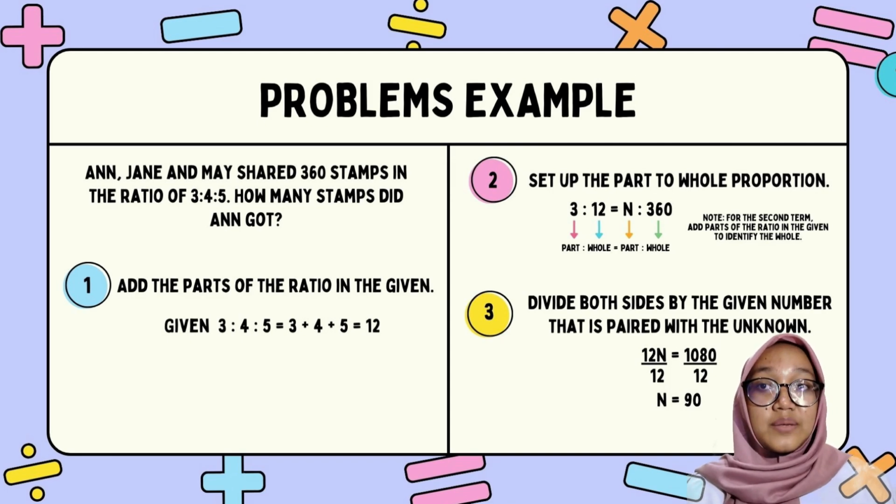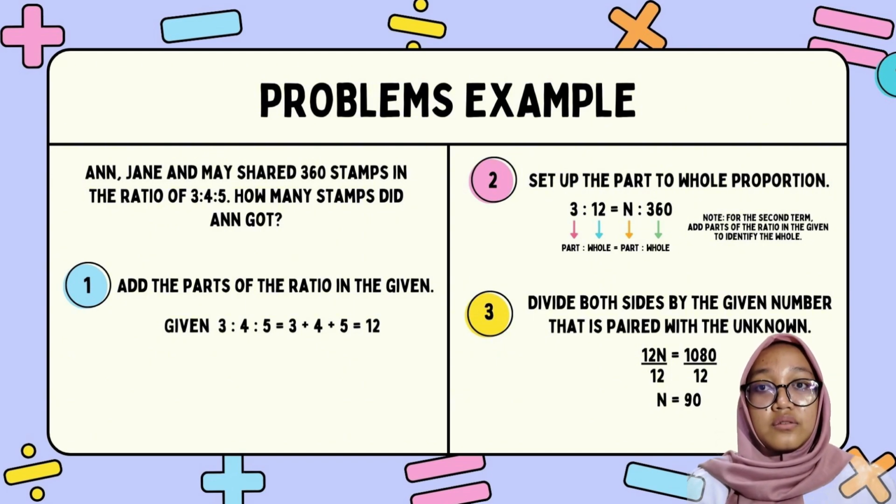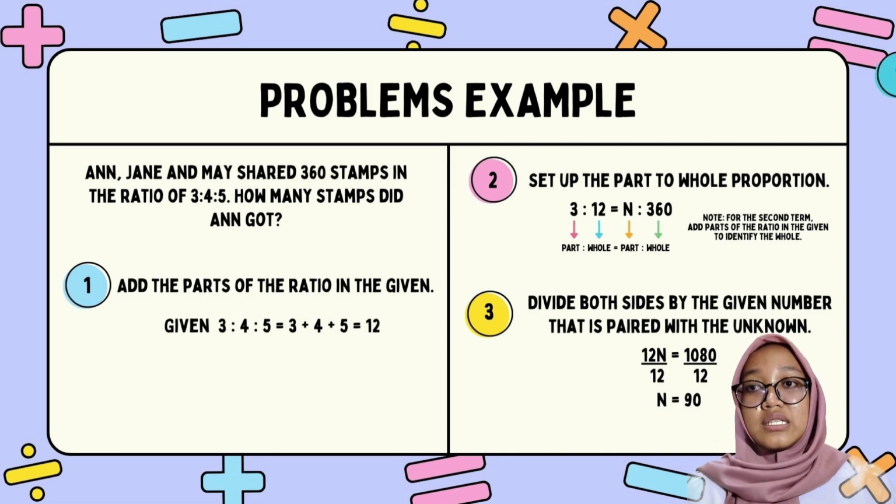And then the third step is divide both sides by the given number that is paired with the unknown. So we have the given number is 12. So we will divide both sides by 12. We have 12n over 12 equals 1080 over 12. After we operate, we will have the value of n is 90. So how many stamps did Anne get? Anne will get 90 stamps.